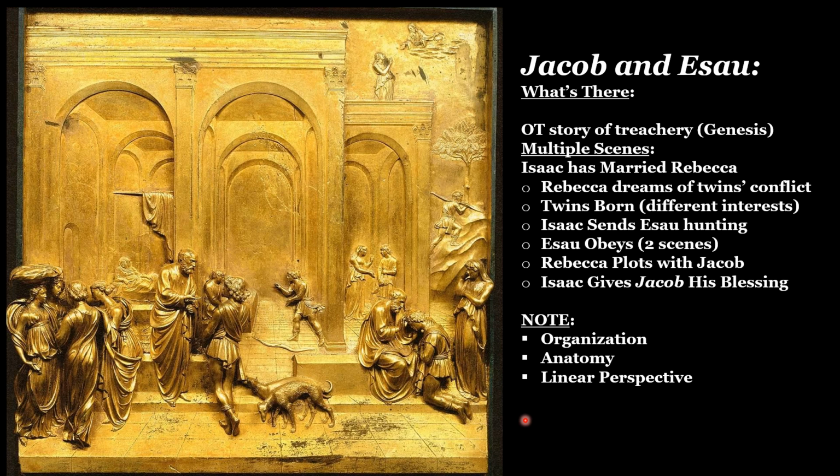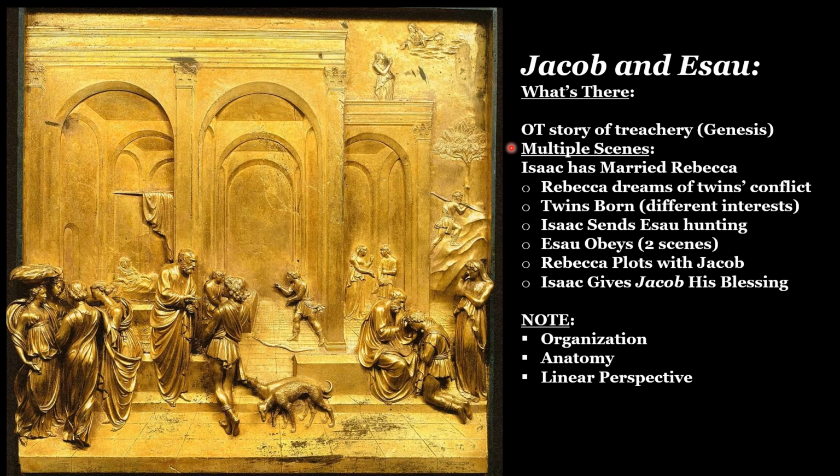Now, I'm going to walk through the story, and you certainly don't have to keep track of all these different portions of this rather elaborate Bible story, but I wanted just to walk through this so you can see how involved this actually is and the skill with which Ghiberti portrays this and tells the story. So this is another Old Testament story of Jacob and Esau. It's specifically an Old Testament story of treachery from the book of Genesis.